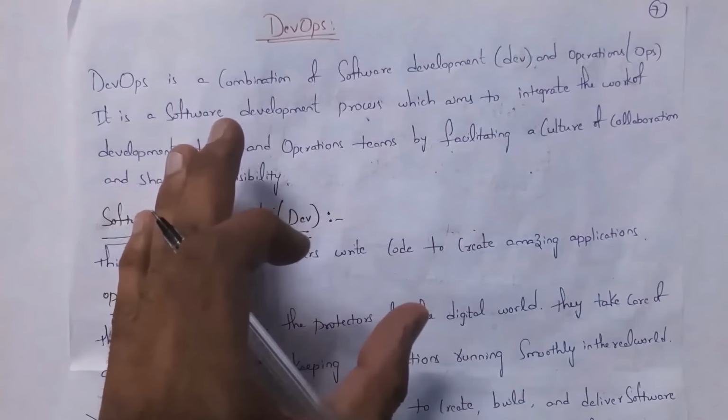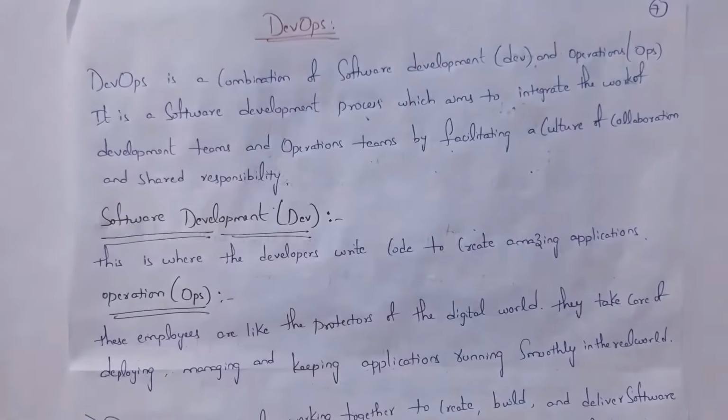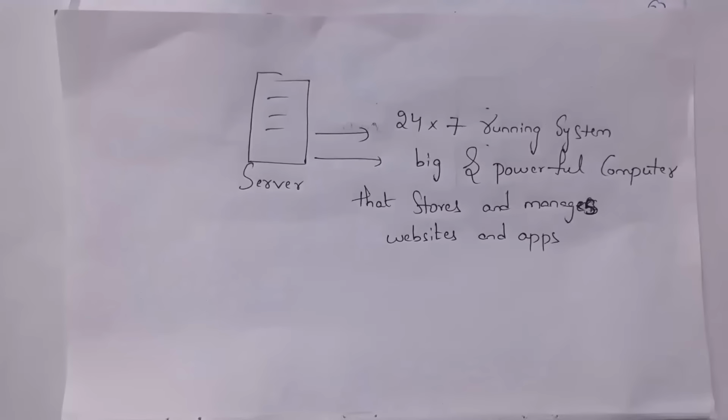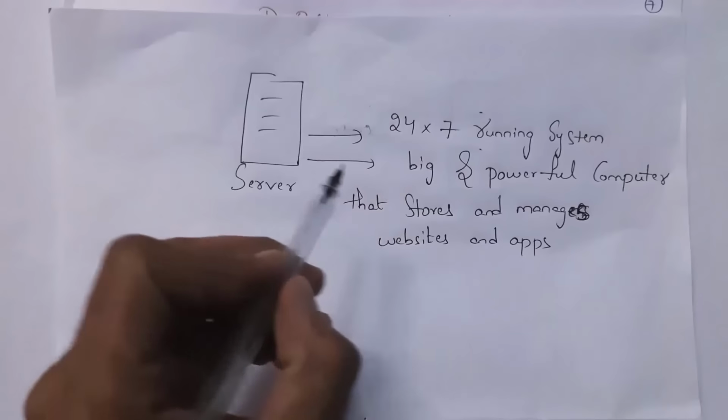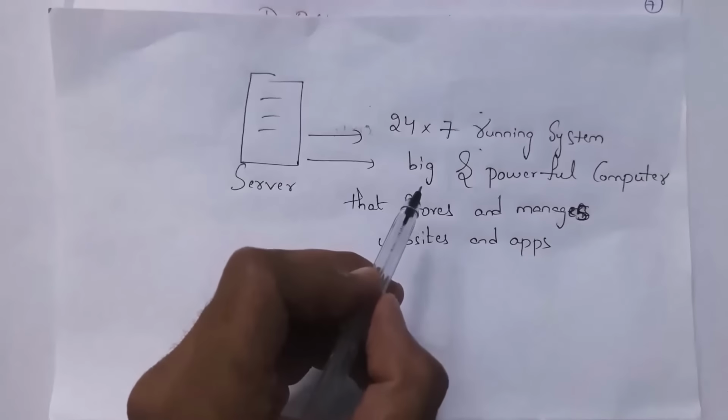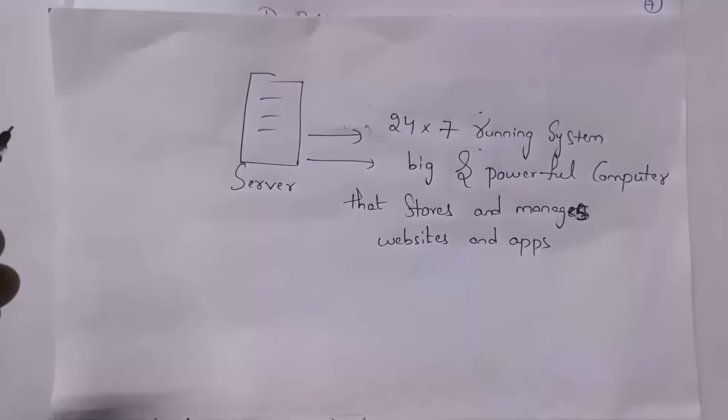Guys, before explaining what is DevOps, you need to know what is a server. Each and every software company maintains servers. In simple terms, a server is a 24/7 running system. Or you can also say a server is a big and powerful computer that works 24/7. Software companies store and manage websites and applications by using servers.